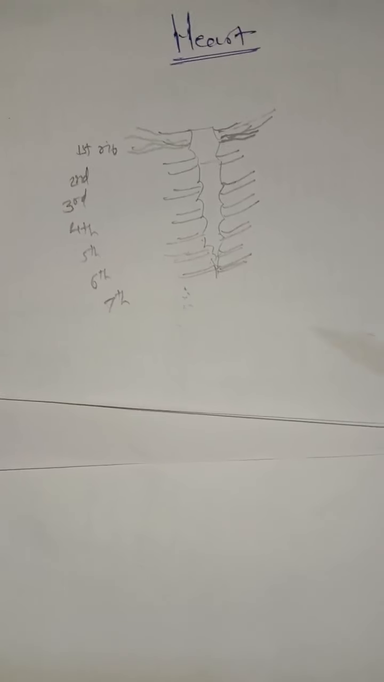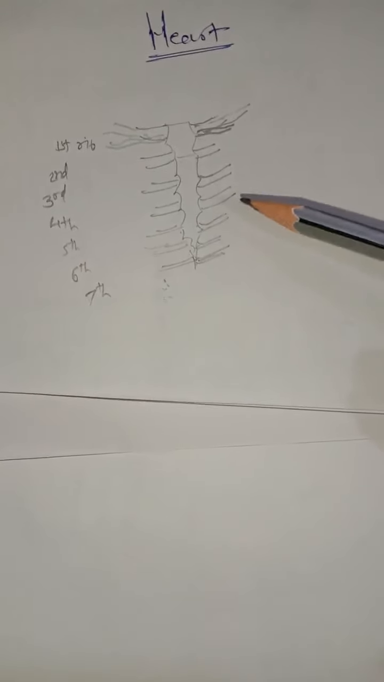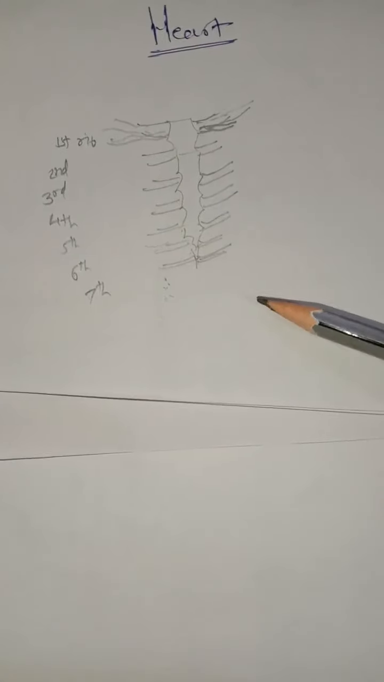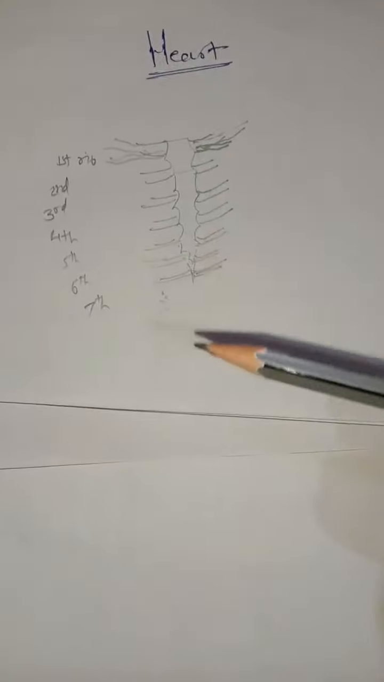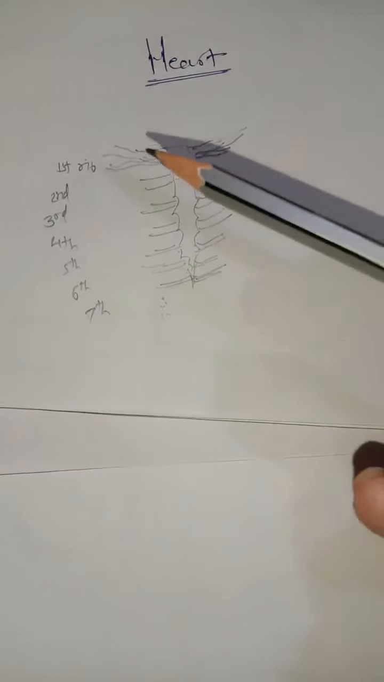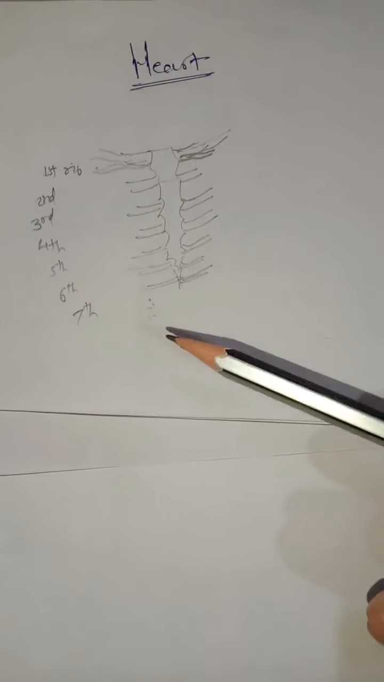So let's see the different organs which are drawn on the surface of the body, that is called surface anatomy. Let's start with the surface anatomy related to the heart. As you know, the heart is located in the thoracic cavity, so it should be drawn on the surface of the external part of the thorax.